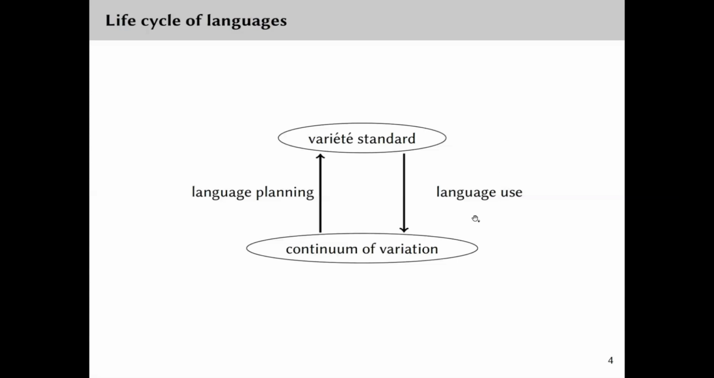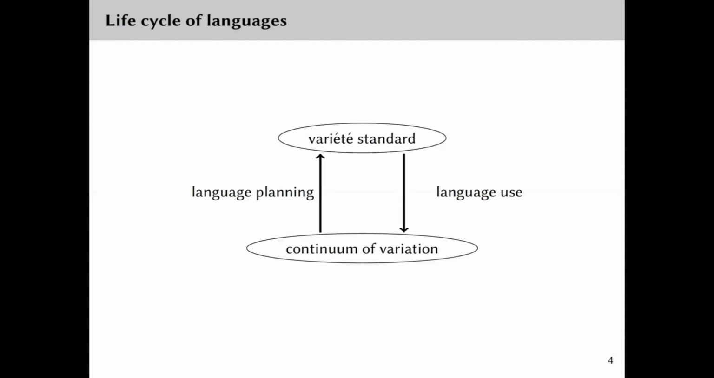So what is this life cycle of languages? You have a continuum of variation normally, so languages that are spoken, and then with the language planning process, you define a standard variety. Sorry for the typo here, the original was in French. Standard variety means that you decide how to write it, the writing system, and then the normative lexicon, and so on. And then this, of course, influences language use, which influences the variation, and so on. So this is the cycle.